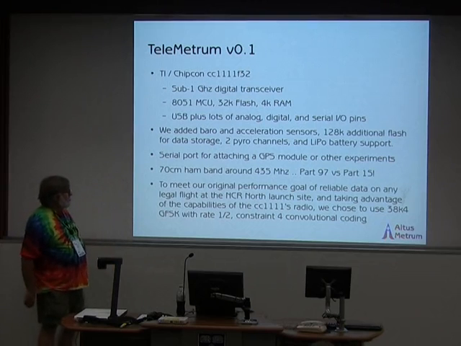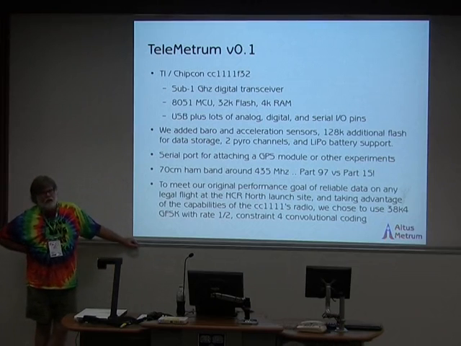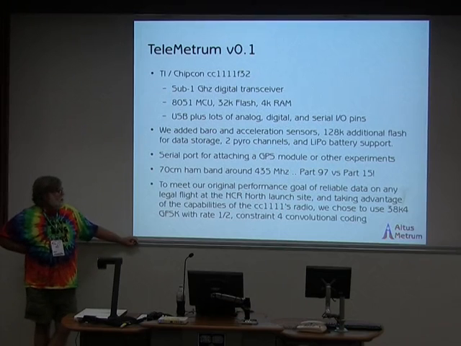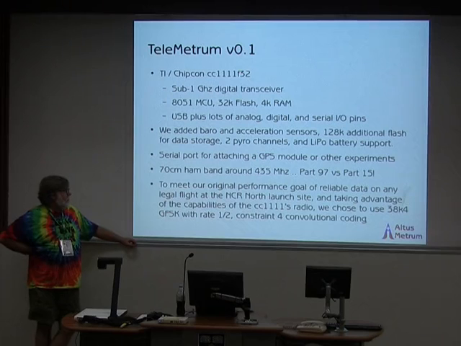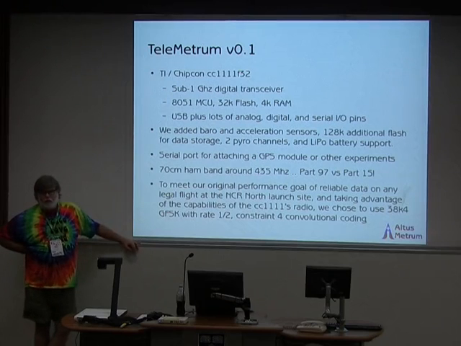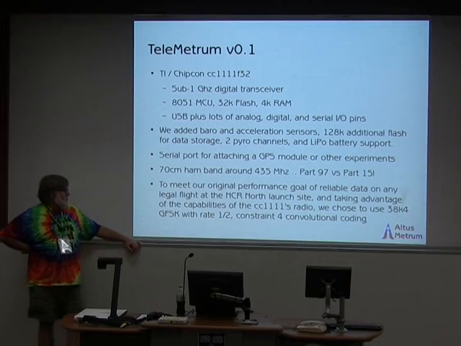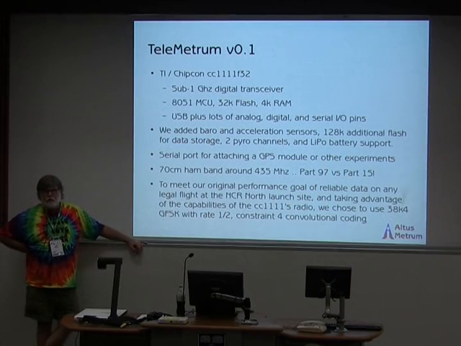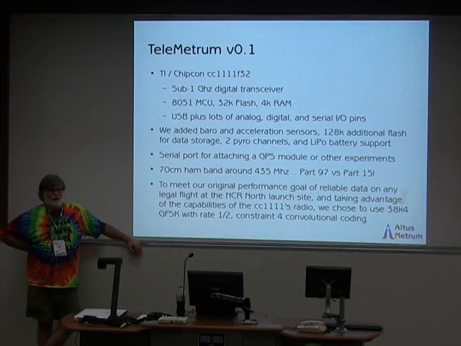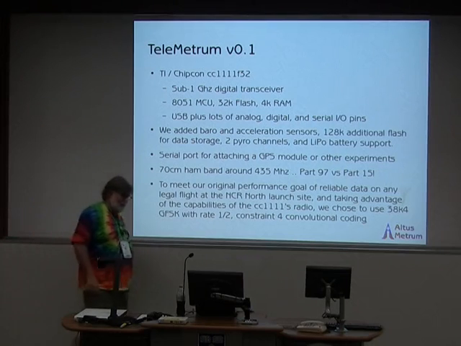And then to meet our original performance goal of reliable data on any flight at Northern Colorado Rocketry's North Site, which has a standing altitude waiver to 20,000 feet above ground with windows available to 35,000, and to take advantage of a bunch of the capabilities that were in the CC1111's digital radio, we ended up choosing to use 38K4 Gaussian frequency shift keying with a forward error correction on it. That's a rate 1/2 constraint 4 convolutional code. If you don't understand what that means, hang around, because Keith is going to explain a whole lot more about it in excruciating detail than you really want to know.